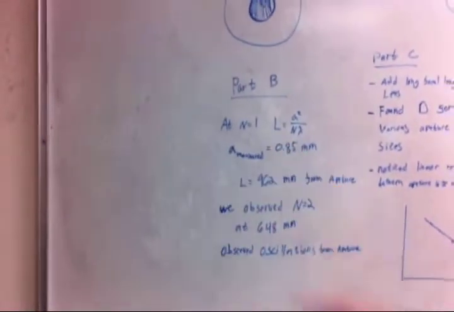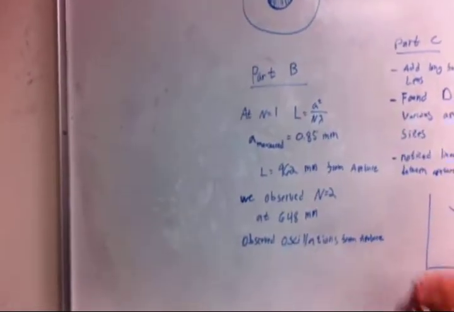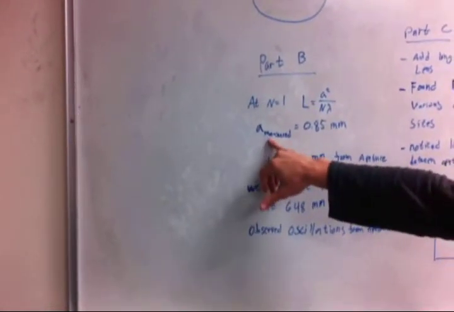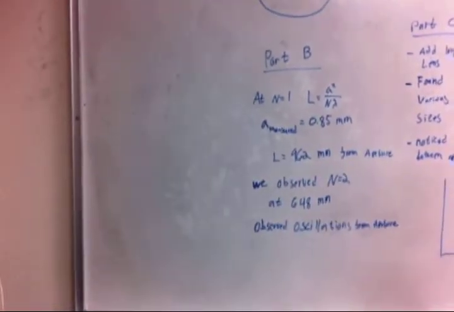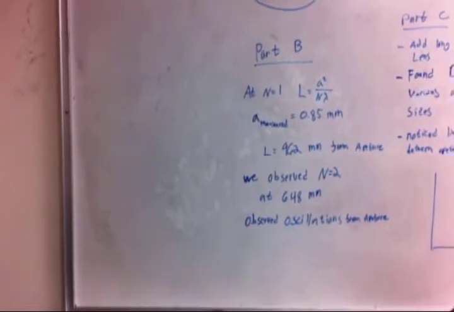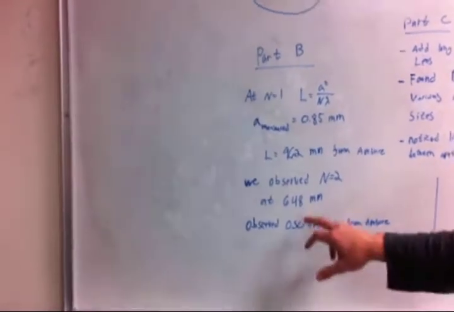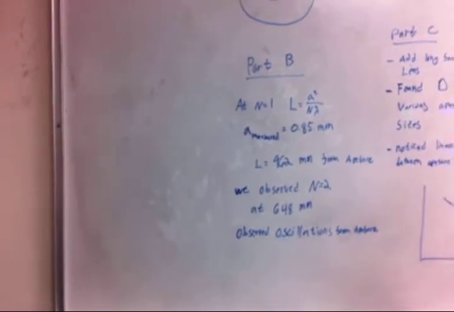Alright, so at Fresnel number 1, using this equation for L and this value for the radius of our aperture, we found that we were 962 millimeters away from the aperture. And for our Fresnel number 2, we found that we were 648 millimeters away from the aperture. And then we observed the oscillations as we showed.